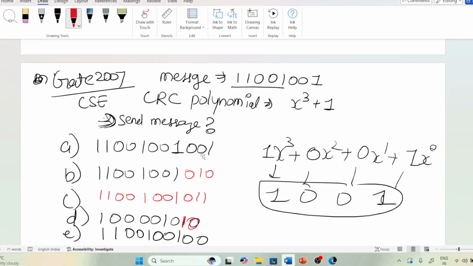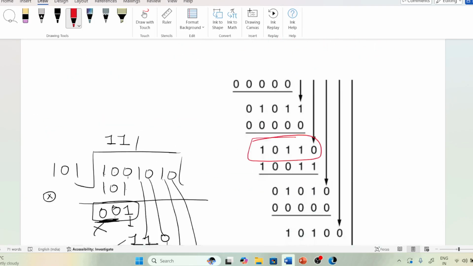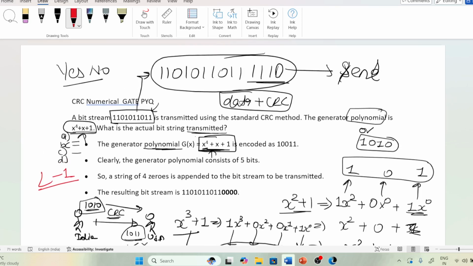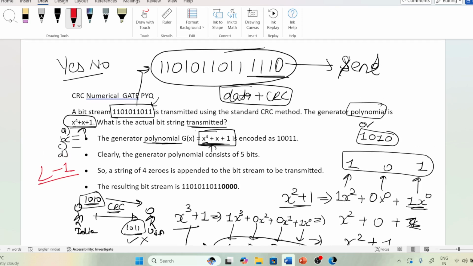CRC polynomial numerical question which was asked in the examination. This is the question which was asked in GATE CSE 2007, and there is another question that we are going to see here. So we are going to learn from the basics how we can solve this question. Okay. So in the question, let's suppose this is again a question.